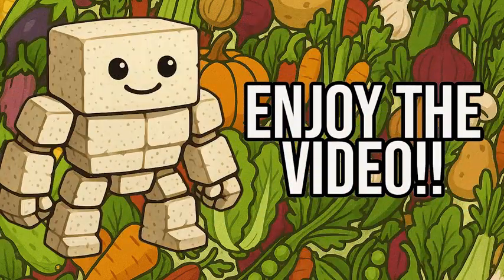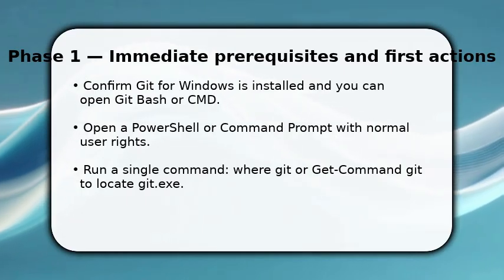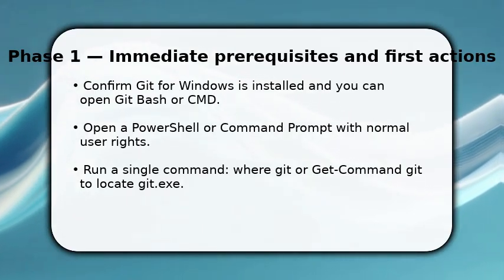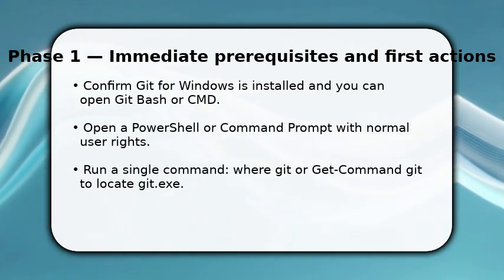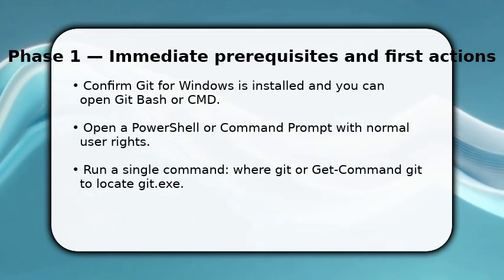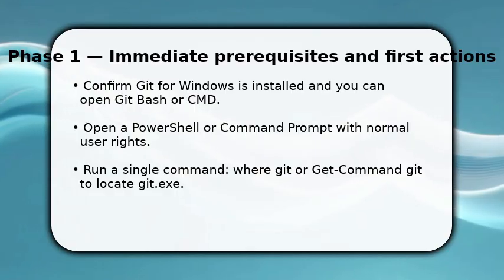Please enjoy the video. You begin by confirming Git for Windows is already installed. This saves time. Once ready, open PowerShell or command prompt, no admin required. You will run a single locator command, where git or, in PowerShell, Get-Command git. These commands query your path and return the exact path to git.exe.